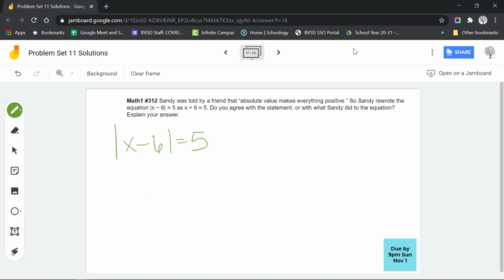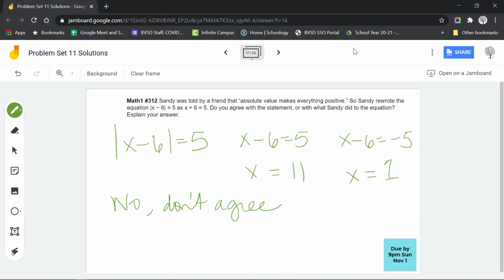She's making a classic mistake of taking the positive of each part, but we really have to consider them separately. So if this is an absolute value equals 5, that means we have two equations to solve. And so x plus 6 equals 5 doesn't work with either of those. So I would say don't agree, and maybe you can explain in words exactly why that doesn't work, to take the absolute value of each part.